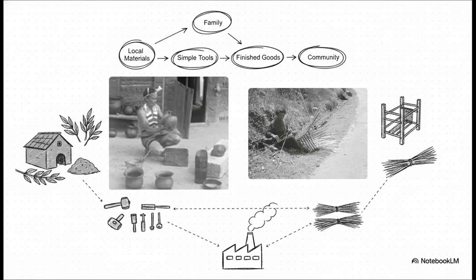Let's zoom in on that size classification for a second, starting at the very foundation, the household or cottage industry. Think about artisans crafting pottery or weaving baskets. This is the smallest unit of manufacturing. It completely relies on family labor or part-time help, using local raw materials and simple, locally devised tools, functioning entirely outside the modern factory system.